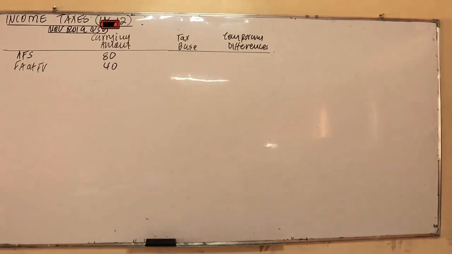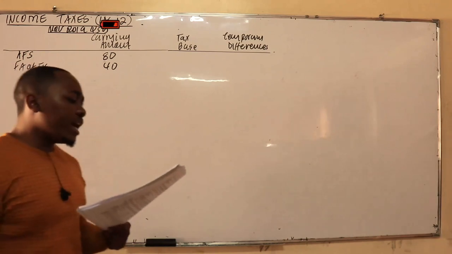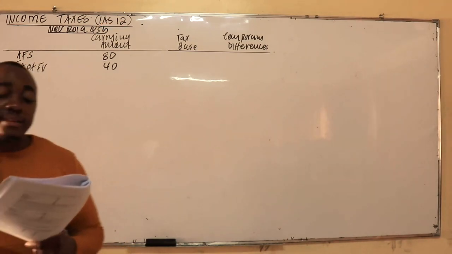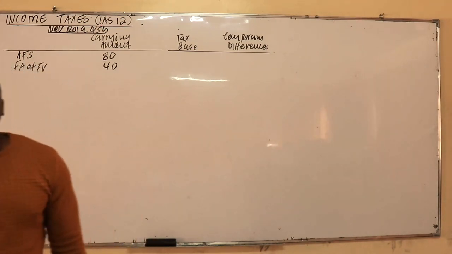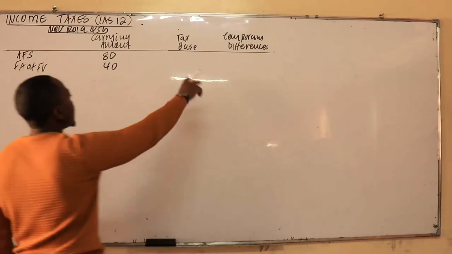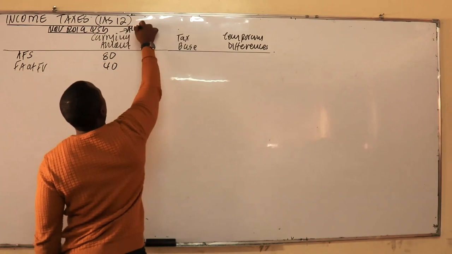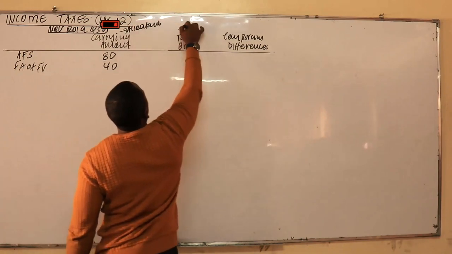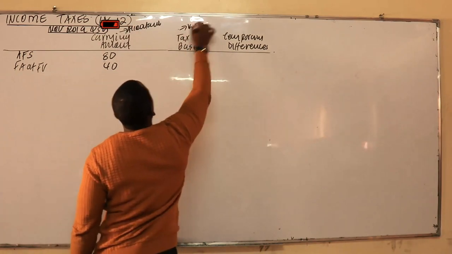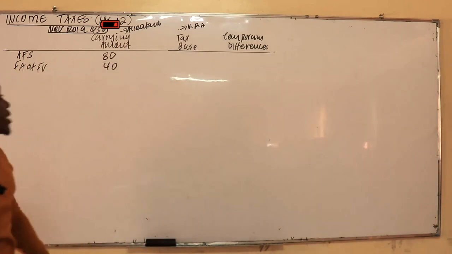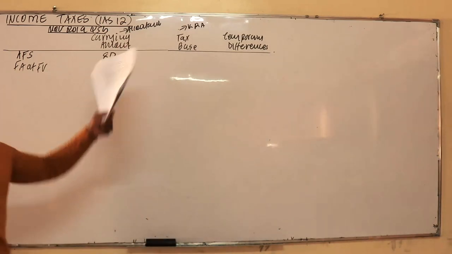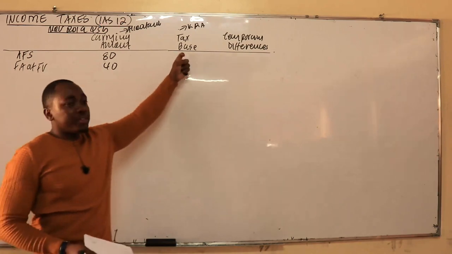Both financial assets had reported losses in fair value of 8 million each as at 30th of September 2019. Good. Now what we need is the tax base. Carrying amount, this is the accountant. This is the tax man. You're already given the carrying amount, what the accountant showed. Now let's go to the tax man. How much is the tax base?